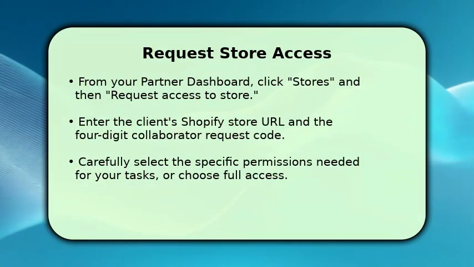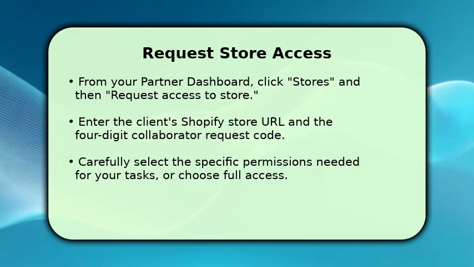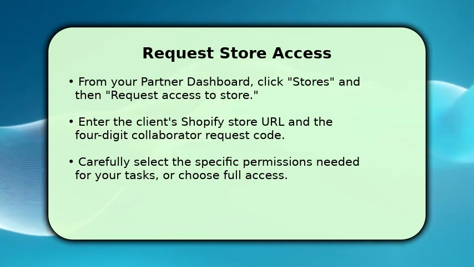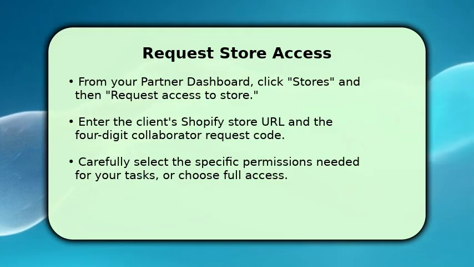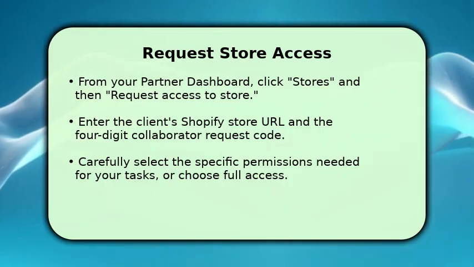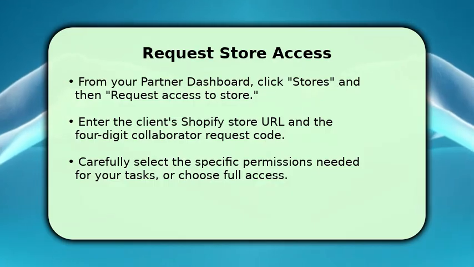As a partner, once you have the store's URL and the optional 4-digit code, you can request access. In your partner dashboard, click Stores, then Add Store, and select Request Access to Store. Input the store's URL and the provided code. Next, choose the precise permissions you require for your work, ensuring you only request what is necessary. Finally, send your request to the store owner.